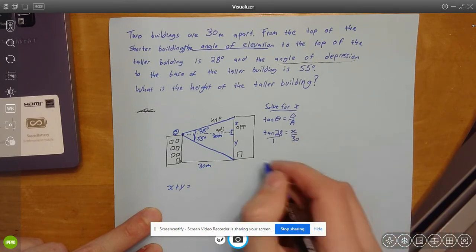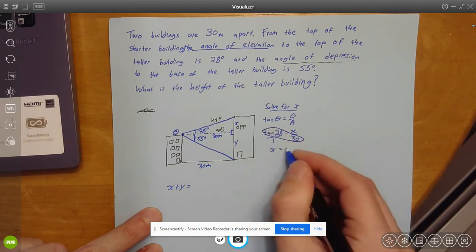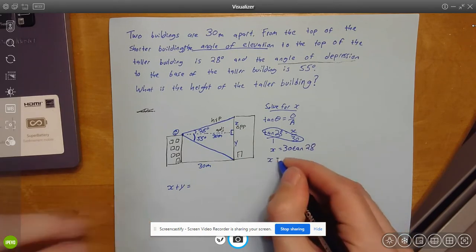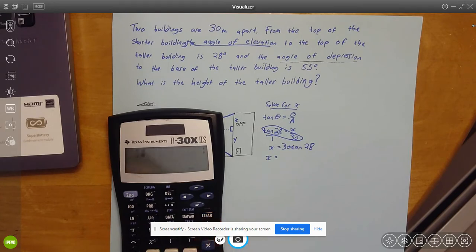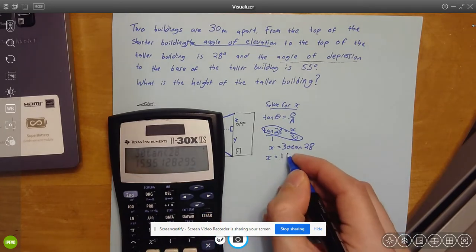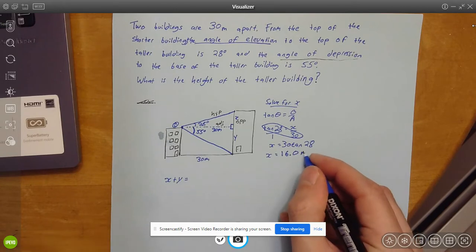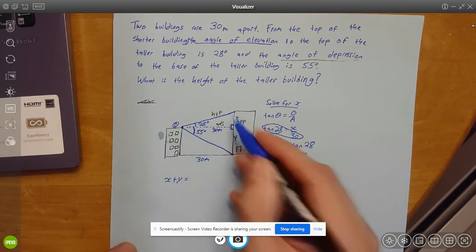Doing that over 1 might help you cross multiply. So x is going to equal 30 times tan 28. I'm always multiplying the diagonal that doesn't include the x. And you should be able to punch that directly into your calculator. 30 multiplied by the tangent of 28. That's going to be 16.0, right? 15.95 would round up to 16.0 meters. That's that top height, that extra height to go from the small building to the tall building.